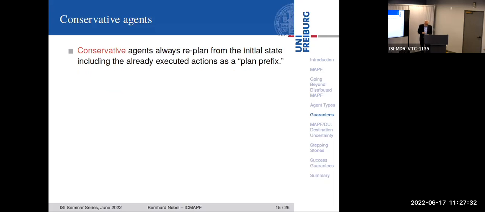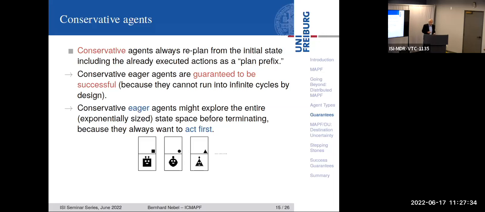This is good, but it can mean that conservative eager agents that do not go for optimality might explore the entire exponentially sized state space before terminating. They just try out everything because they are eager and don't look for optimality.